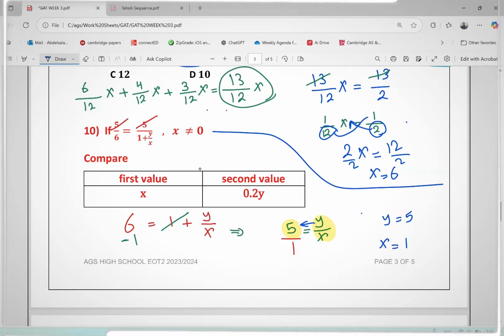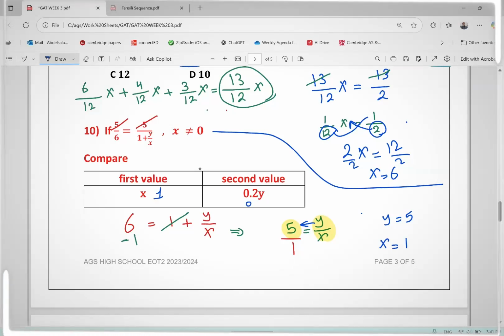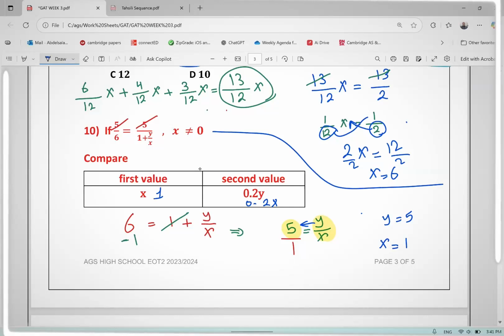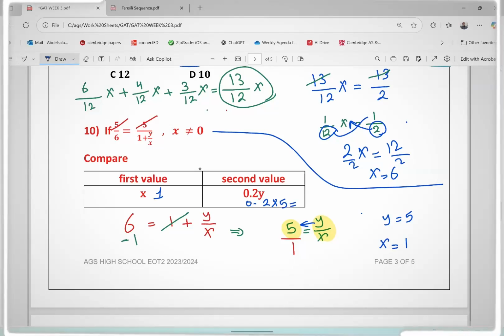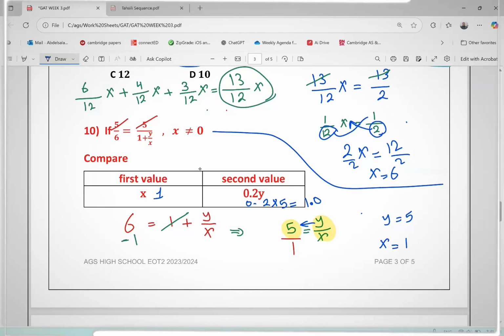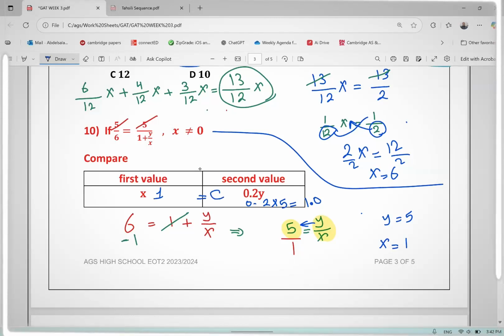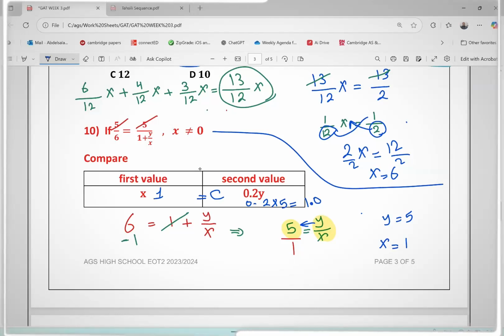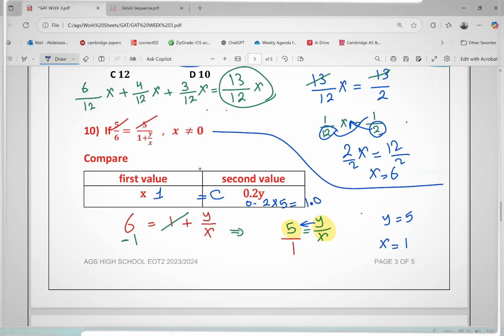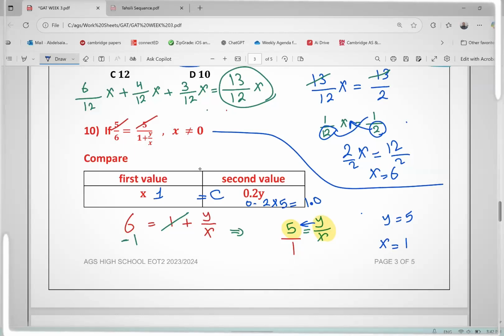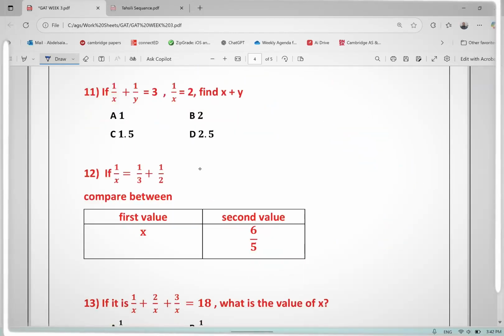Let's plug in. So x is 1, and here 0.2 multiply 5. 2 times 5, 10. Decimal point after 1 digit. It's also 1, so here it will be letter C, equal. The comparison is always: letter A, the first value is greater. Letter B, second value is greater. Letter C, equal. Letter D, there is not enough information to compare. We cannot compare.